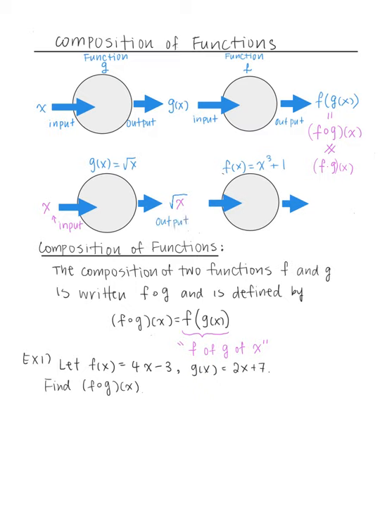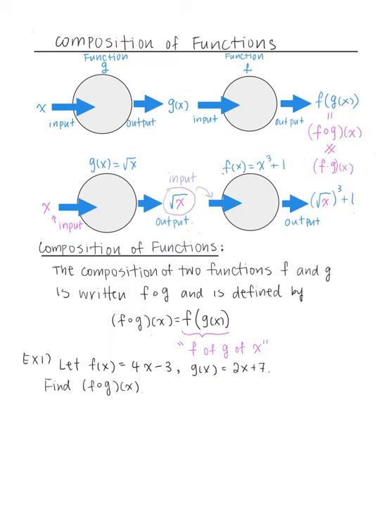Now what we're going to do is input our square root of x into a function f. If I do that, then you're going to have to replace this x with the whole entire square root of x. So the output is going to be the square root of x to the third power plus 1. Don't worry, we're going to do a bunch of examples, especially for this section.